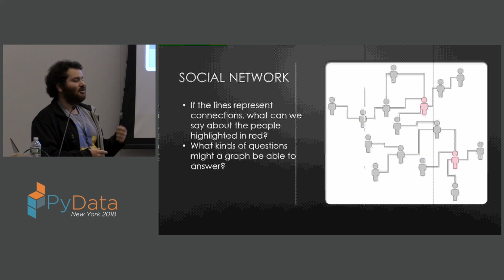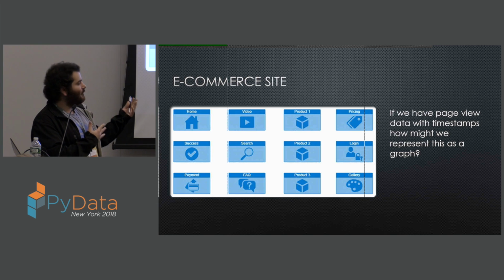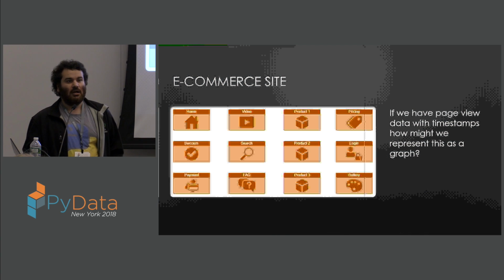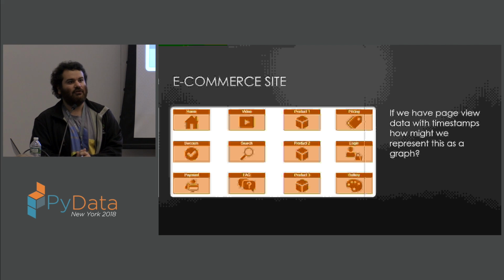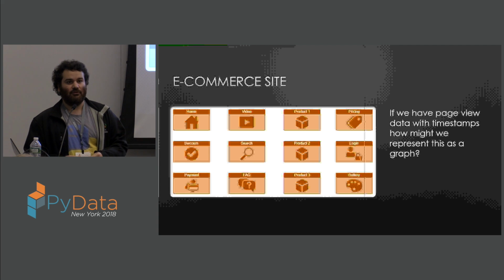Here's another one. Actually, my first introduction to graph theory was looking at an e-commerce site, and we were trying to figure out how we could model user paths through it. If you have information like this, we have different pages, and we know who viewed what page and when. How might we come up with a graph to represent it? For me, the first thing I thought of was the pages are obviously going to be vertices. Then the question becomes, is there any information we want to store on the edge?